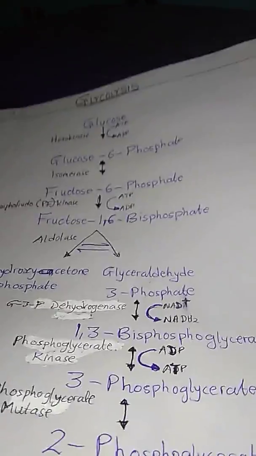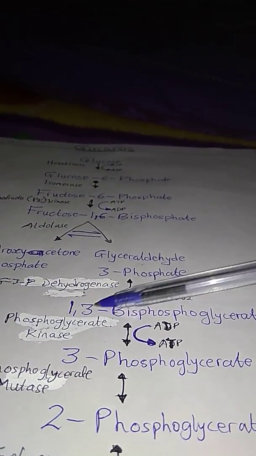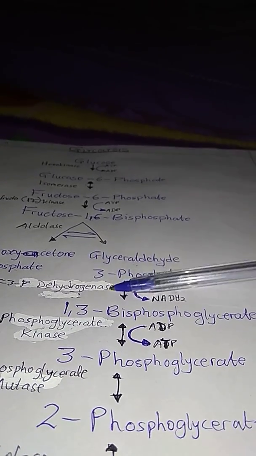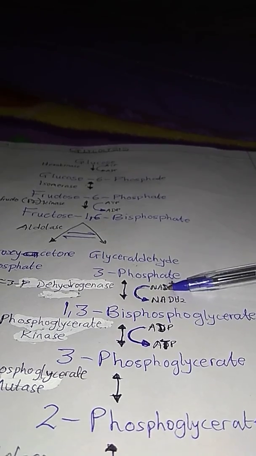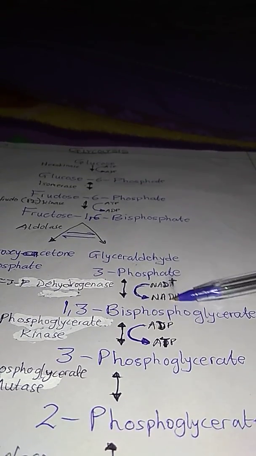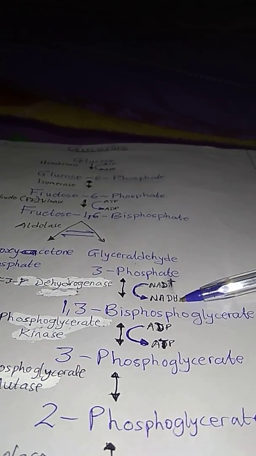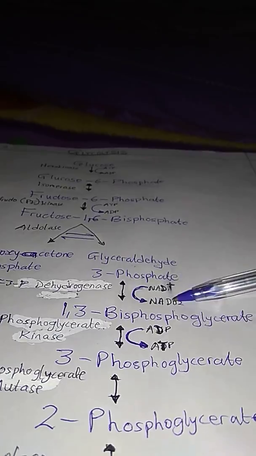It will be converted into 1,3-bisphosphoglycerate, and this is catalyzed by glyceraldehyde 3-phosphate dehydrogenase. In this reaction, NAD plus will be converted into NADH2. Each NADH2 will produce 3 ATP. We'll see that in the calculation section.